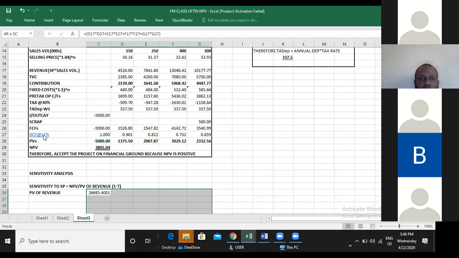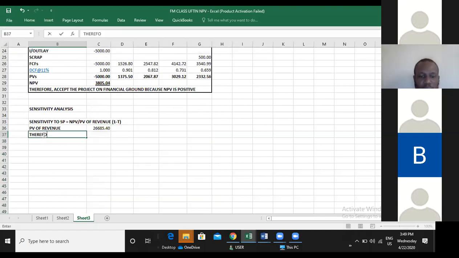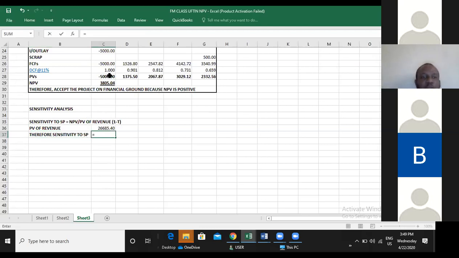So this implies now that my sensitivity to selling price will now be equal to my NPV divided by my present value of revenue, okay, so I would have done that 1 minus T. Yeah, but I've not done it correctly, so I have to put that in bracket first, because the 1 minus T is down, right?